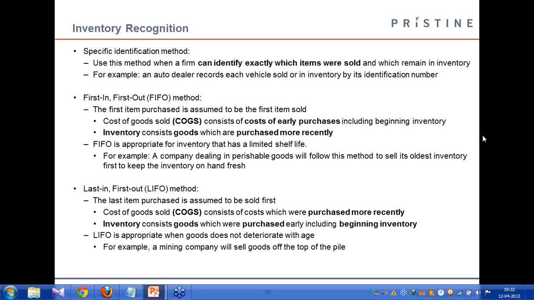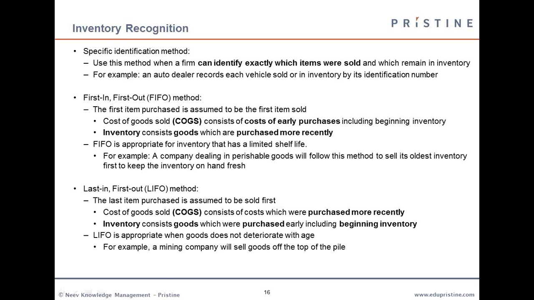Now the second method, which is the LIFO method. It's the opposite of FIFO. Here the last item which is purchased is assumed to be sold first. So here the cost of goods sold consists of the items which are purchased more recently, and inventory consists of items which are purchased very early, including the beginning inventory. This is appropriate when you have goods which are not perishable. Any goods except the perishable goods.